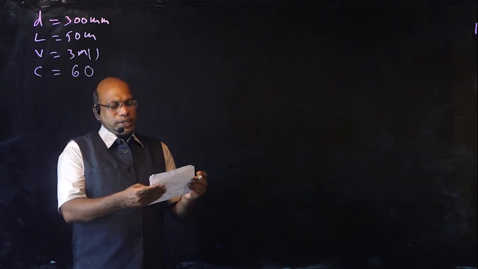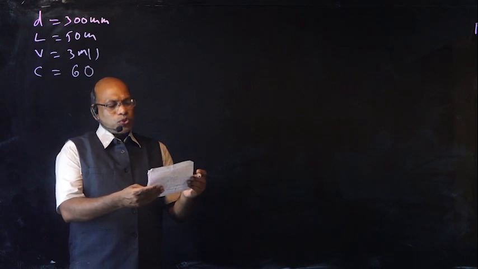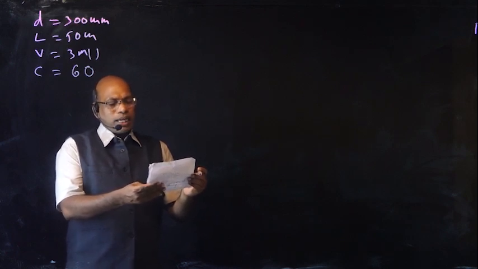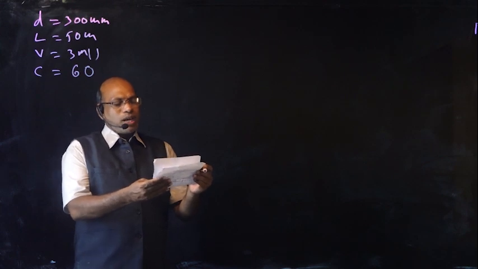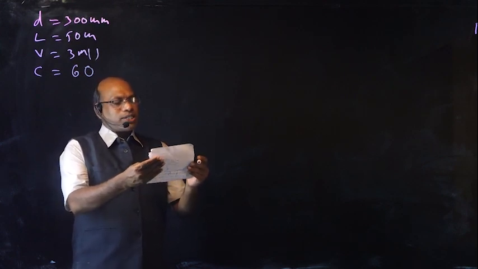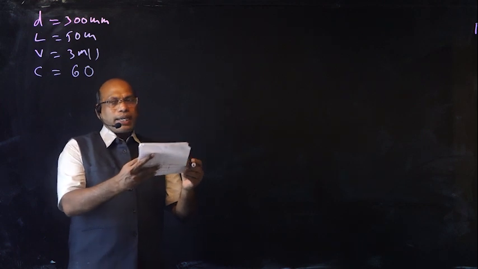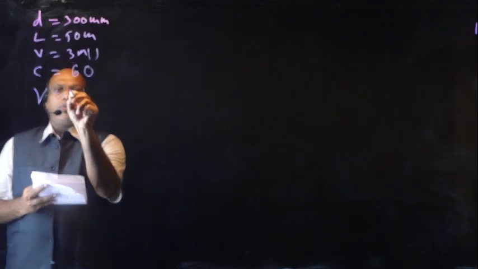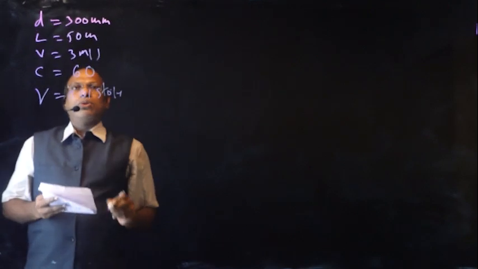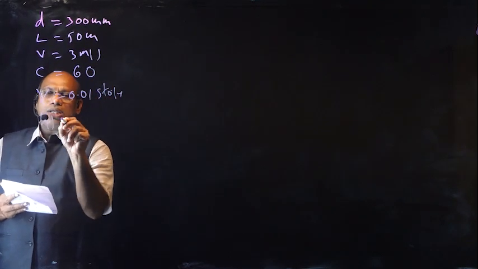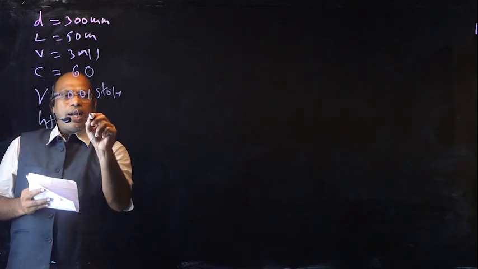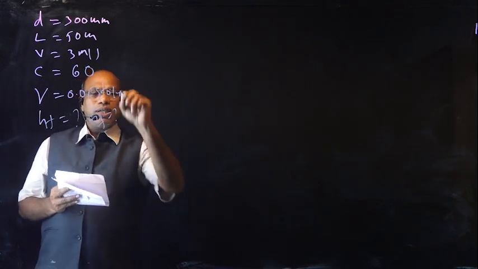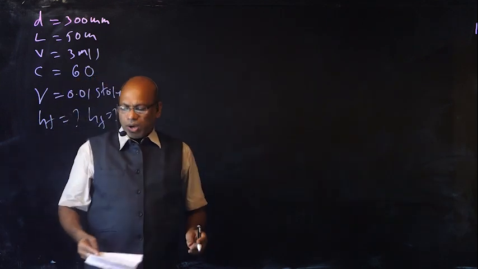Find the head loss due to friction in a pipe of diameter 300 mm and length 50 m through which water is flowing at a velocity of 3 meter per second using Darcy's formula and Chezy's formula. Chezy's constant C is equal to 60 and kinematic viscosity is given, that is equal to 0.01 Stokes. They want to determine the head loss due to friction in case of Darcy's equation and also in case of Chezy's formula.